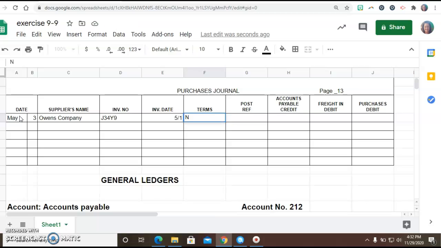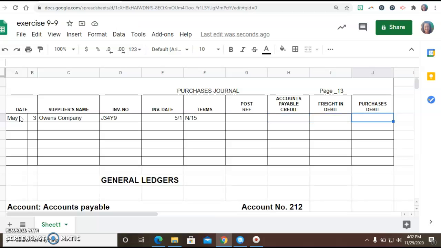What that means, we're going to do N-10. What that means is we have 10 days to pay our invoice in full. Net 10 means we have 10 days, or I'm sorry, this should be 15. We have 15 days to pay our invoice in full. We're going to just leave our post reference for now. And then we kind of need to work backwards.